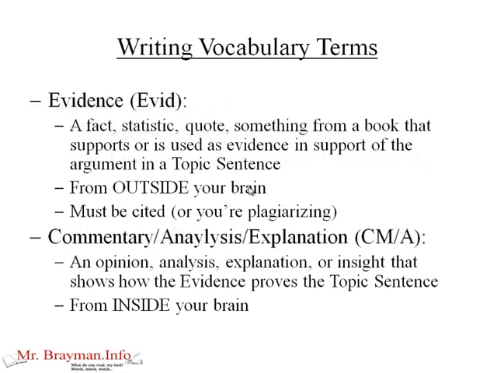Right? And then inside of the paragraph, you're going to have some evidence and some kind of commentary or analysis or explanation. Right? Evidence, of course, is a fact or a statistic or a quote or something from a book that is used as evidence in support of the argument in the topic sentence. Right? And we've talked about this before. We've been working on this for a while. And you know that evidence comes from outside your brain and that you've got to cite it. Otherwise, you're plagiarizing or you're just not making a very good argument.